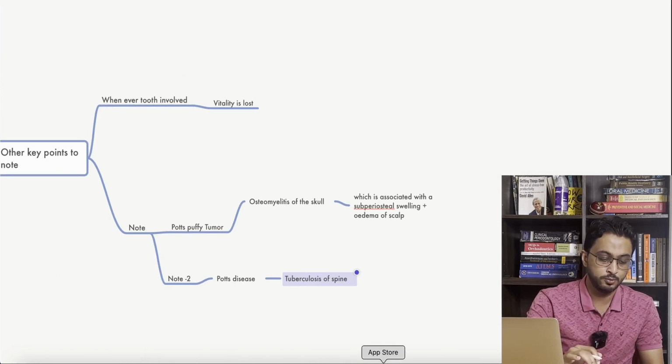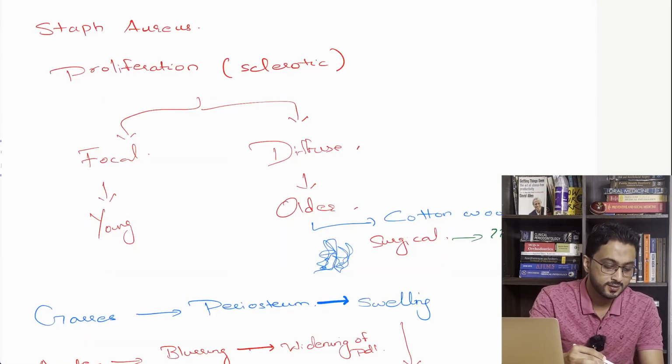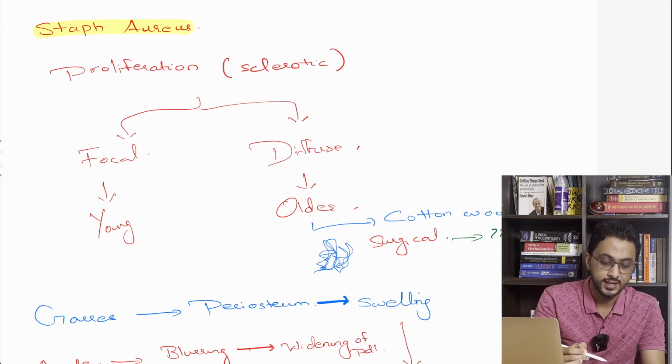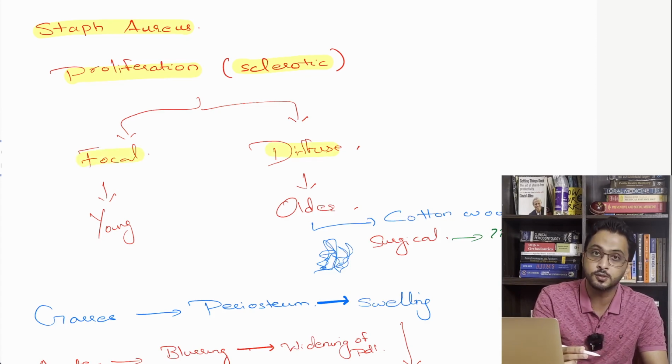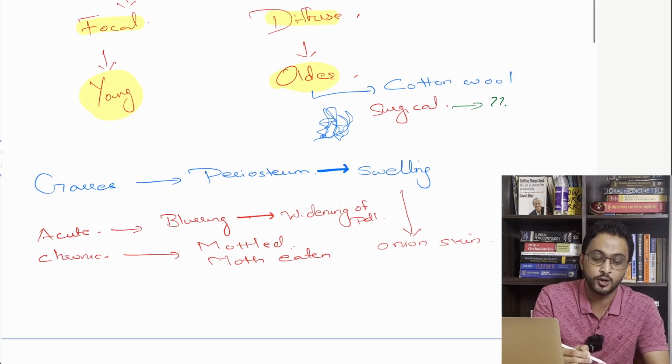So now the time to review. The most important thing we saw was it is Staphylococcus aureus. Then we saw the sclerotic is basically proliferation. The other was the destructive, with pus formation, which was the suppurative. Then we have got focal and diffuse. Focal is in younger individuals, the other is in older individuals. Plus, focal is due to carious lesion, diffuse is due to periodontal lesion.